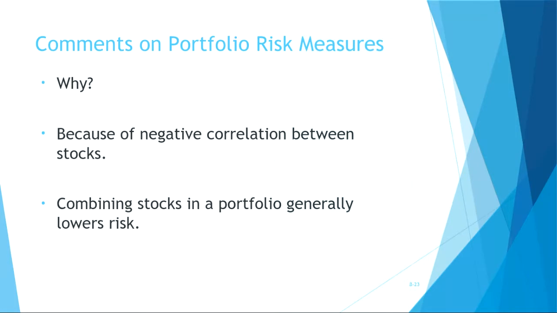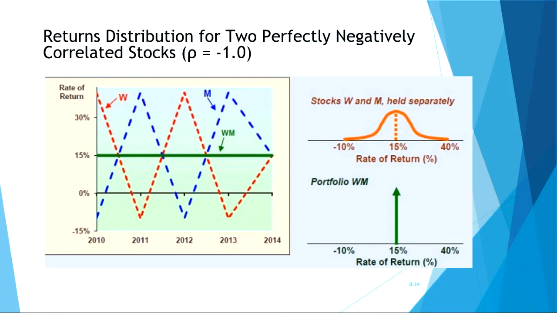How can we know that? Okay, let's put this one. So we have two perfectly negatively correlated stocks, so the correlation coefficient is -1. If one of them increases, the other one decreases at the same percentage, like a mirror. Both stocks' average return is 15%. So when you buy 50-50 of both assets, 50% W, 50% M.